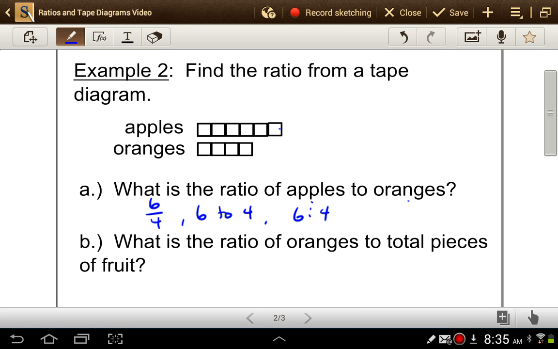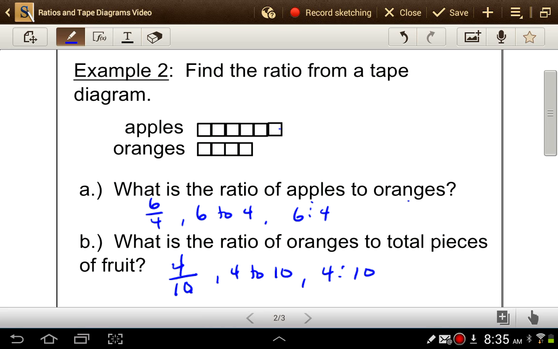Second question, what is the ratio of oranges to total pieces of fruit? Well, I have 4 oranges, and I have 1, 2, 3, 4, 5, 6, 7, 8, 9, 10 pieces of fruit. So that's 4 to 10. 4 to 10. So that is my ratio.